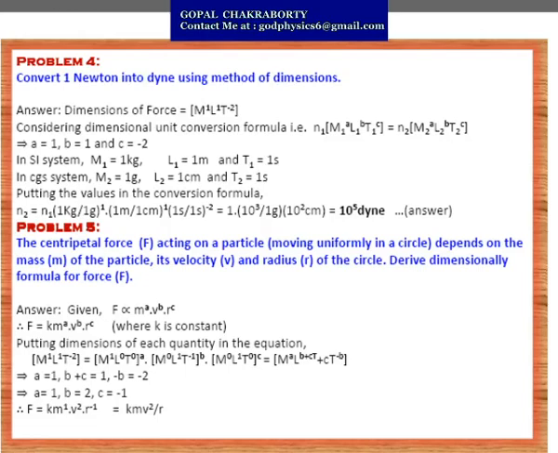So ultimately we will get M to the power a, L to the power b plus c, and T to the power minus b. Comparing the powers of M, L, and T from both sides, we get a equals 1, b plus c equals 1, and minus b equals minus 2. That means b equals 2 and c equals minus 1. Substituting all these values, we get F equals k m to the power 1, v to the power 2, and r to the power minus 1. So F equals k m v square by r.